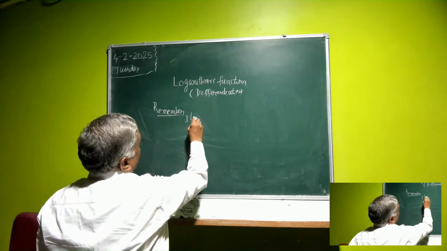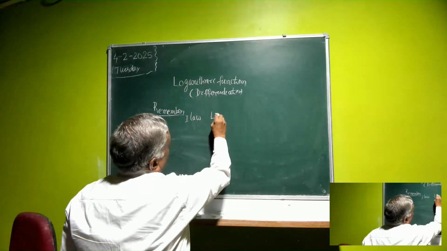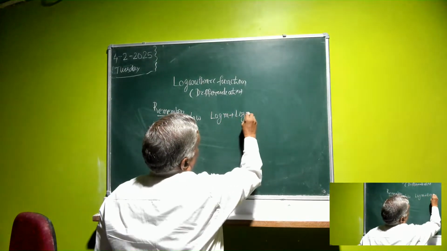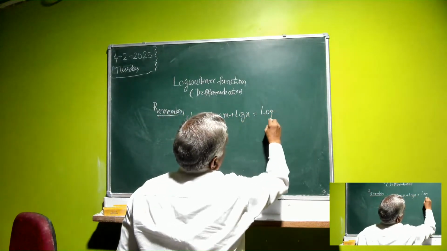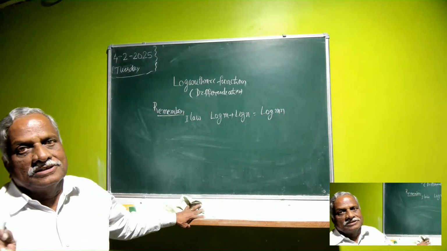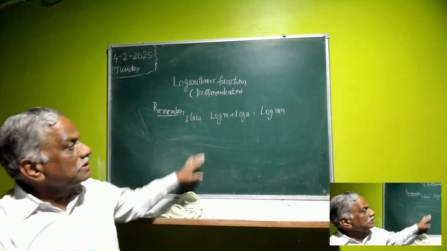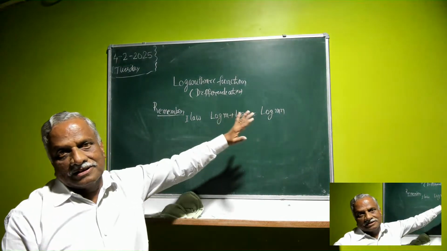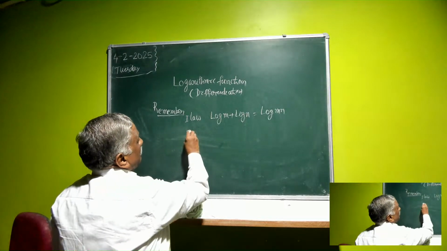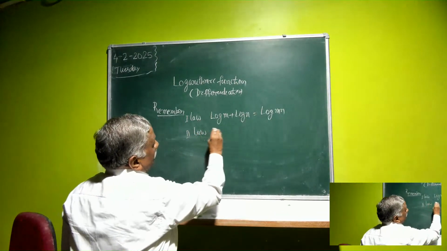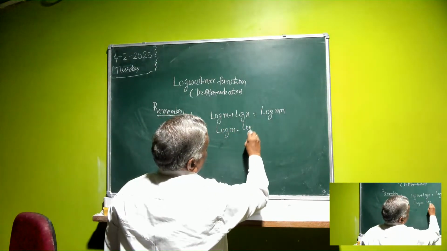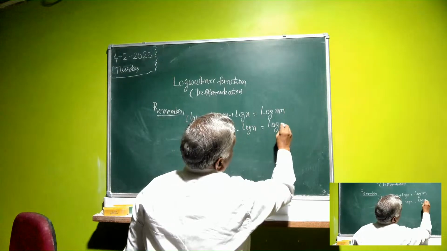What is the first law of logarithm? Log m plus log n is equal to log mn. We have not written any base. That means bases are the same, but in calculus, even if the base is not written, it is always e. What is the second law of logarithm? Log m minus log n is equal to log m by n.